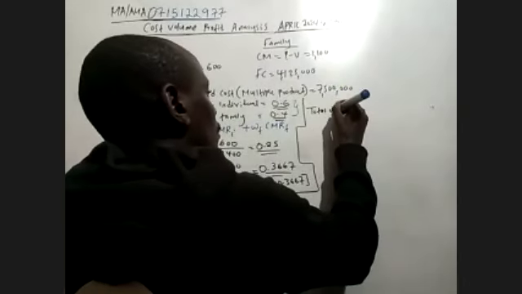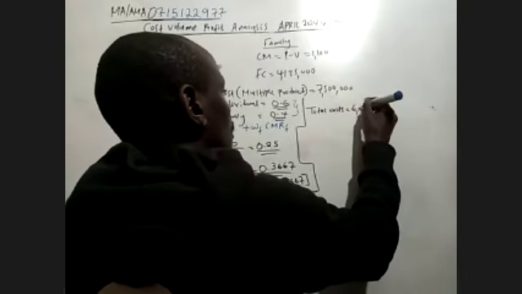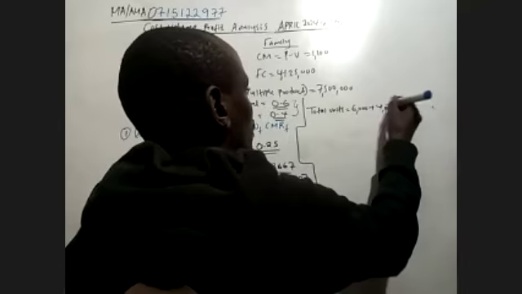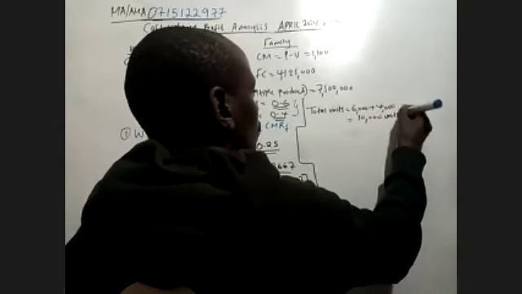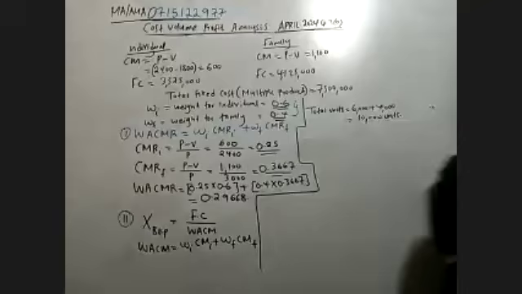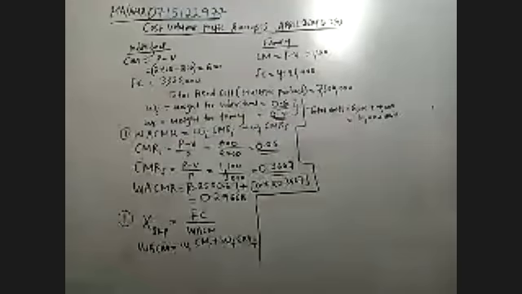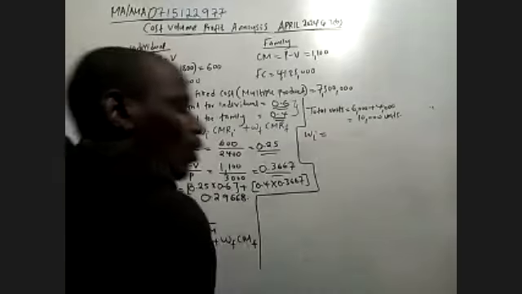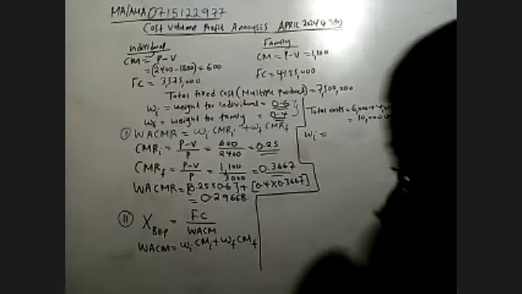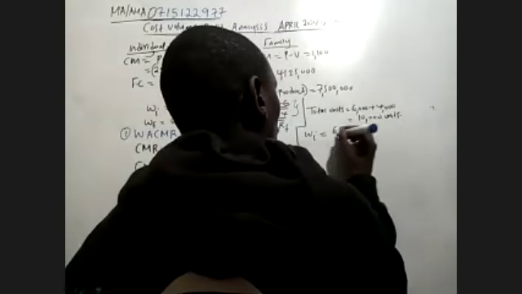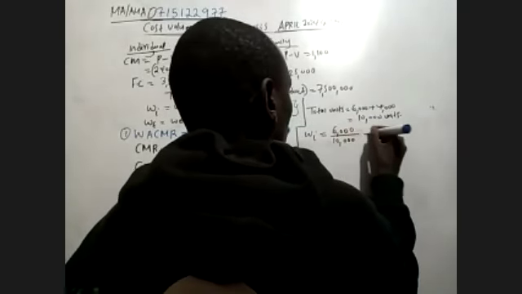So we start by determining total units. Total units, najua ni 6,000 plus 4,000, which makes 10,000 units. Now from that one, we can find the weight of I. Now I individual ilikuwa ni 6,000. So 6,000 over 10,000, which is 0.6.